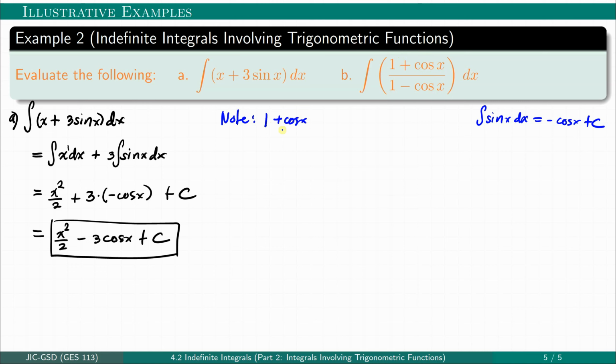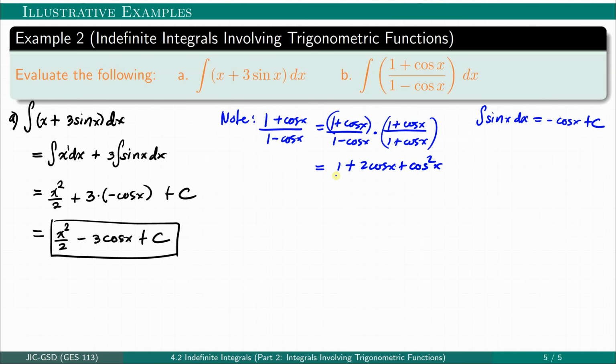1 plus cosine x divided by 1 minus cosine x is equal to 1 plus cosine x divided by 1 minus cosine x. We can multiply this expression by 1 plus cosine x divided by 1 plus cosine x. Actually, this is just 1, so we are just multiplying the original given by 1. 1 plus cosine x times 1 plus cosine x will actually give us 1 plus 2 cosine x plus cosine squared x divided by 1 minus cosine x times 1 plus cosine x. This will be equal to 1 minus cosine squared x.